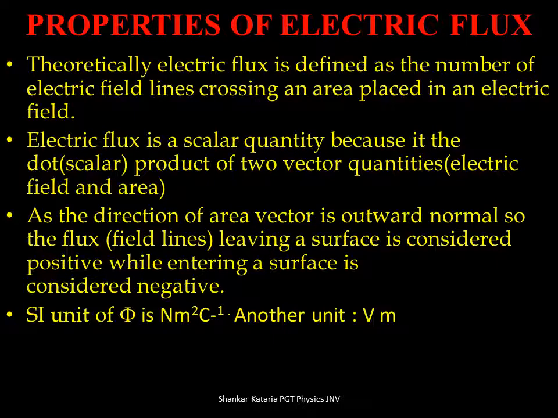Whereas, when these lines are entering a surface, they would be making an angle of 180 degrees with the area vector. So in that case, the electric flux would be considered negative because the value of cos 180 is minus 1. The SI unit and dimensional formula of electric flux are also given. You can note them down for your reference.